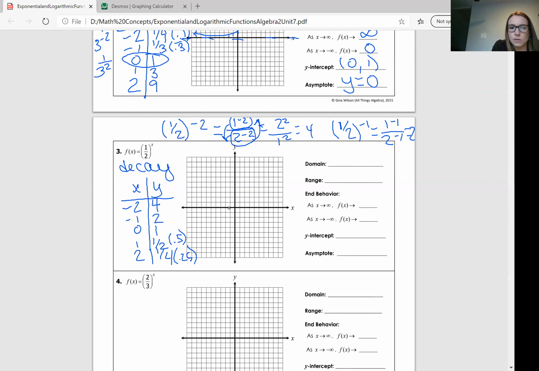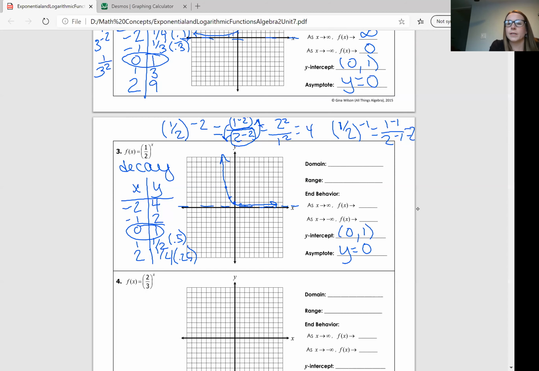Okay. I'm just doing it to help you guys. So let's graph it. So -2, 4, -1, 2, 0, 1, 1, 1/2, and 2, 1/4. All right, again, we're going to connect our points, and it does not cross this asymptote. So again, I'm just going to write in our asymptote. We know it's y equals 0. We know our y-intercept again is 0, 1. So those stay the same.